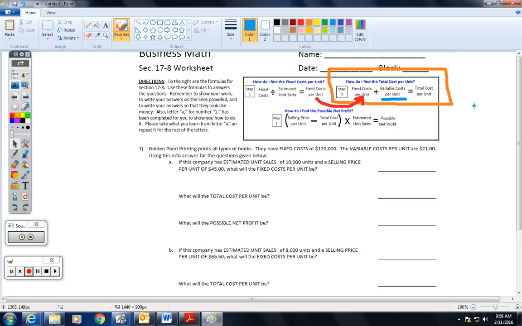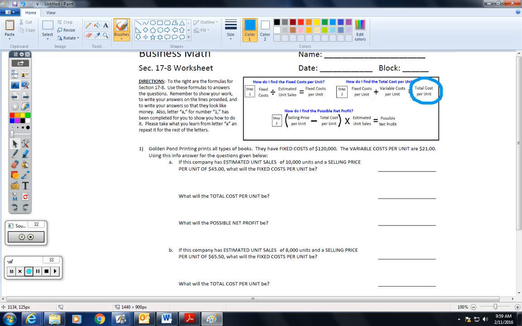It changes based on the number of books or the number of items a company is producing. And if you add both of these two together, you will receive the total cost per unit. Now once again, the total cost per unit is how much it costs to make that book, or that car, or that Frisbee, or that couch, or that blue jean denim jacket. Whatever companies are making, it costs money to make them. And so what's the total cost?